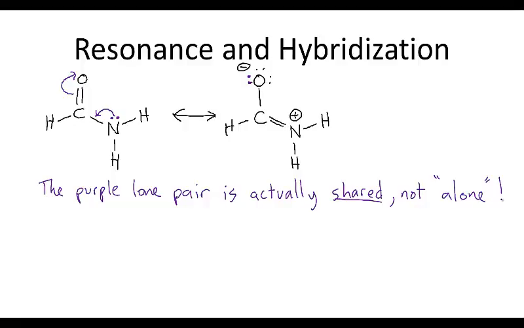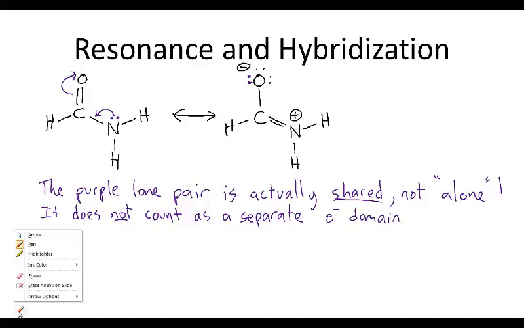We don't count that lone pair as being a separate domain because it's going to be part of the pi bonding. We call it the pi system. Okay? So it does not count as a separate domain. So what we would say is the nitrogen actually only has 3 domains. So it would be trigonal planar, and it will be sp2 hybridized.